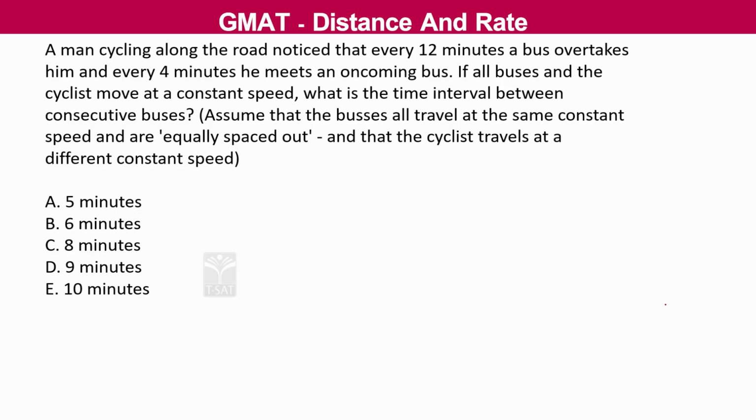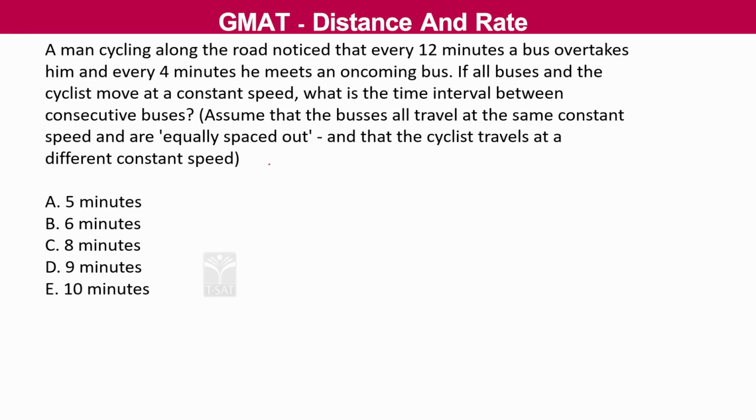A man cycling along the road noticed that every 12 minutes a bus overtakes him, and every 4 minutes he meets an oncoming bus. If all buses and the cyclist move at a constant speed, what is the time interval between consecutive buses? Assume that buses all travel at the same constant speed and are equally spaced out, and that the cyclist travels at a different constant speed.